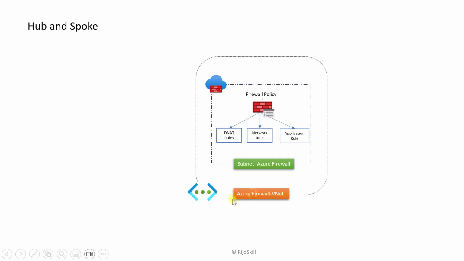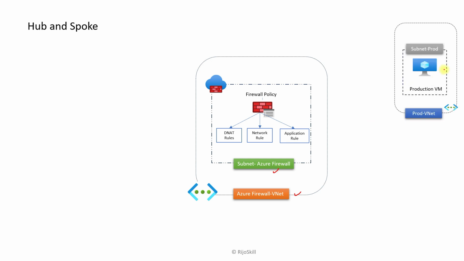So first we will go for the design. I just take my pen. Here you can see you have the firewall. The firewall will be deployed in the Azure Firewall VNet, and the subnet is the Azure Firewall subnet. We create another virtual network, like a production network, and we host one production VM in the subnet prod, the subnet of the production VM.